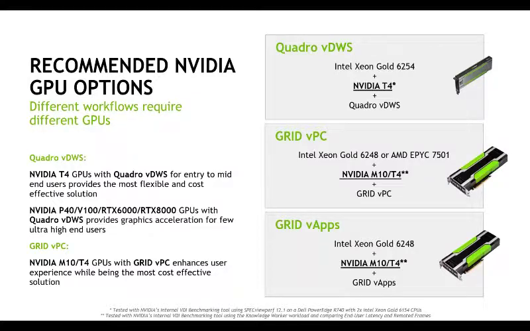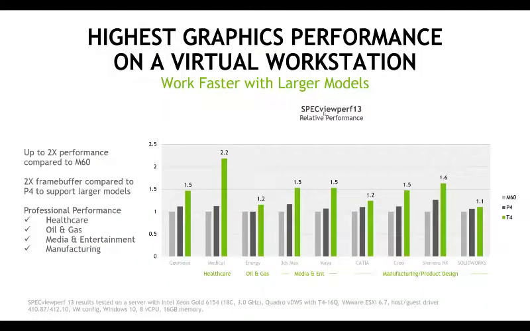And for Grid V apps, the M10 and the T4 again would be the ideal choice, mainly because frame buffer is the limiting factor here. So you want to make sure that you have enough frame buffer, and the M10 and the T4 just provide a good amount of frame buffer at the best cost in our lineup, and that's why those are the GPUs that are preferred. So I have, I think, 2 more minutes. So I will skip 1 or 2 slides.